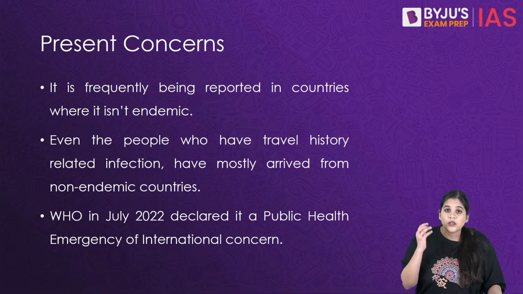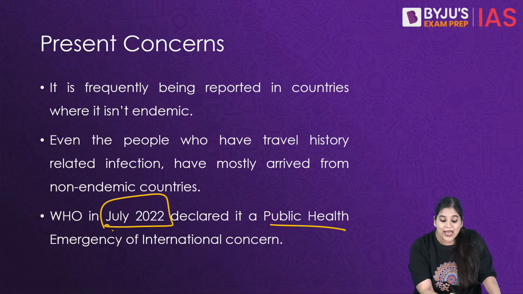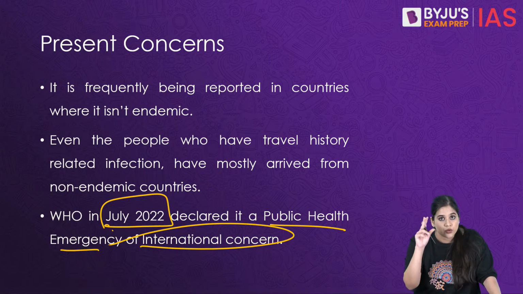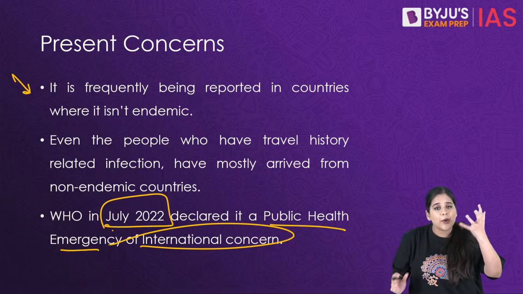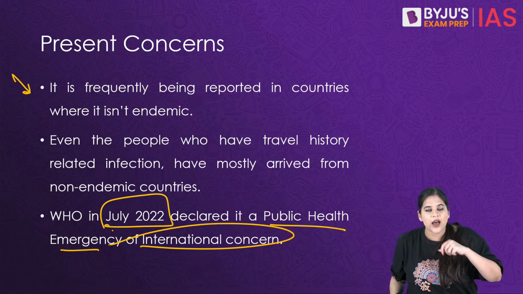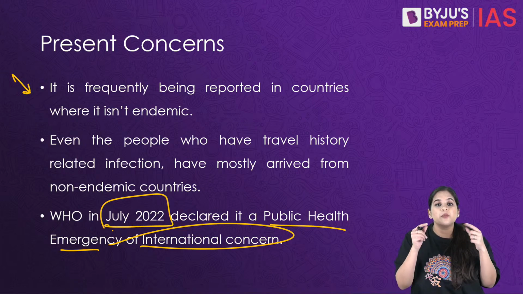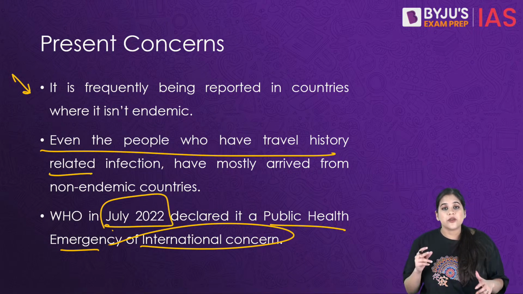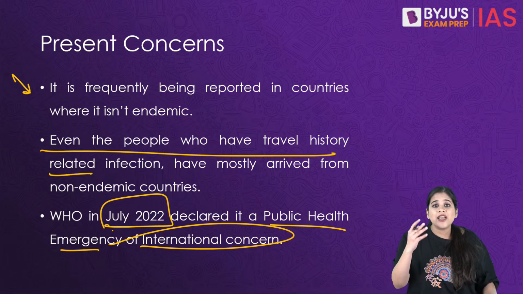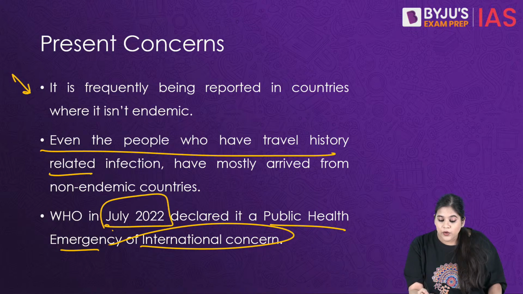Why is WHO so concerned that in July 2022, they even declared monkeypox as a public health emergency of international concern? What is the big concern related to it? Because up until now, it was either identified only in Africa or only in people who had a travel history. Now, more and more cases are appearing in places which are not endemic. And even the people who have a travel history related to the infection have not traveled to the endemic country. They have mainly traveled to North America or Europe.